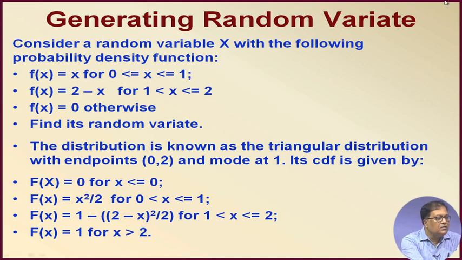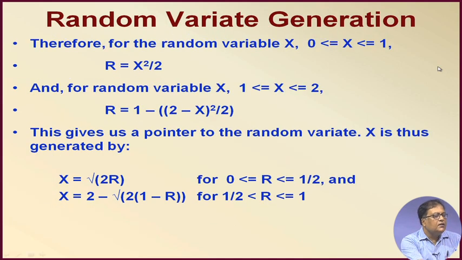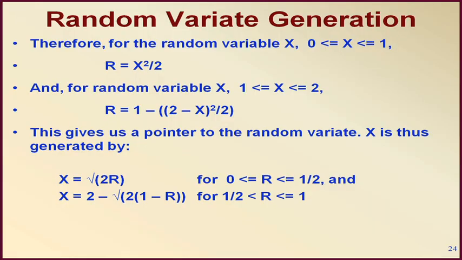So, when you have all these cumulative distribution functions, and then if we equate, then we find for the first case, when it is between 0 to 1, r equal to x square by 2, and when we get between 1 to 2, r will be 1 minus (2 minus x) whole square by 2. So, we get therefore, random variate x will be generated by root over 2r for r between 0 to half, but if the random number is between half to 1, then x will be 2 minus root over 2 into (1 minus r).